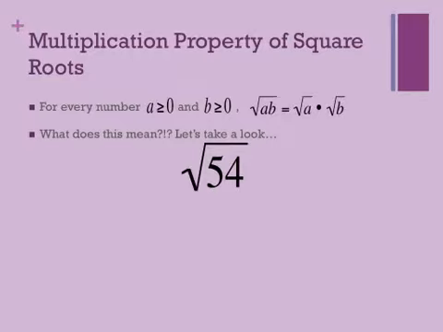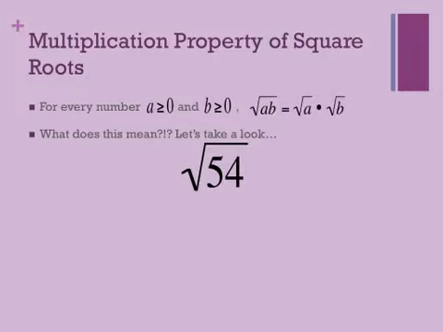Let's look at the square root of 54. Since 54 is not a perfect square, we have to try and break that up into two numbers that multiply to give us 54, with one of the numbers being a perfect square. So, if you think of factors of 54, we can come up with 9 and 6. And since 9 is a perfect square, we should use these two numbers.